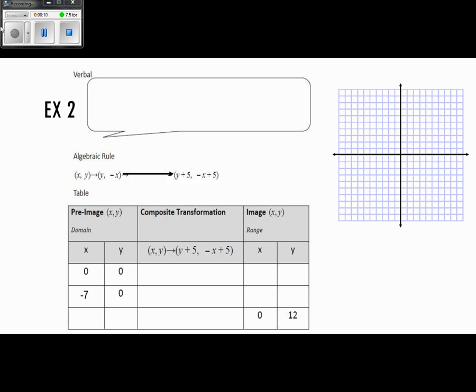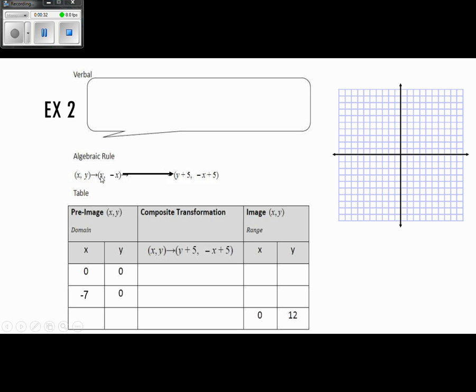All right, you guys, example 2. Let's get going. So on example 2, some things are a little different. They've given us the algebraic rule, and they've given us 2 points of the preimage, but only 1 point in the image. So we can't really plot anything yet, but using our rules, we can start to gather some of the points that we need.